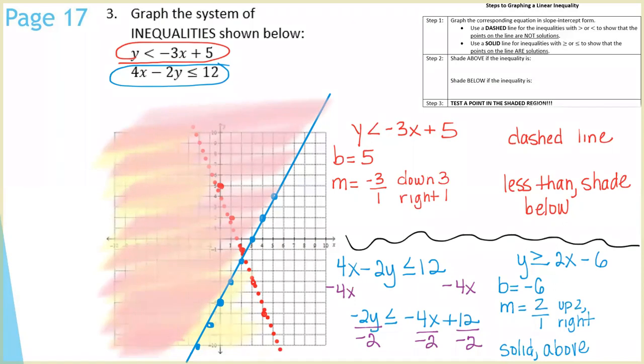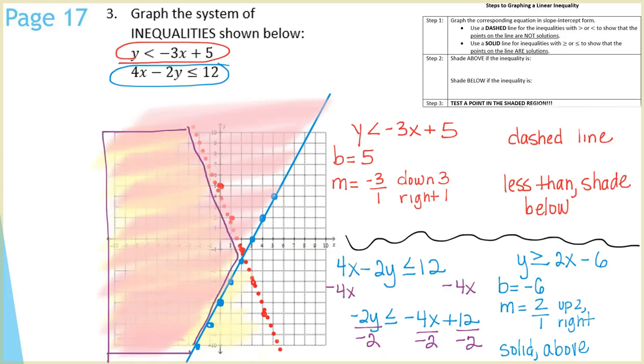So what you want to be aware of is that the solution, because it's two different inequalities, is not going to be over here where it's white. It's not going to be here where this area is only pink. It's not down here where it's only yellow. It's where it's pink and yellow. So the solution to this system is this area of the graph.